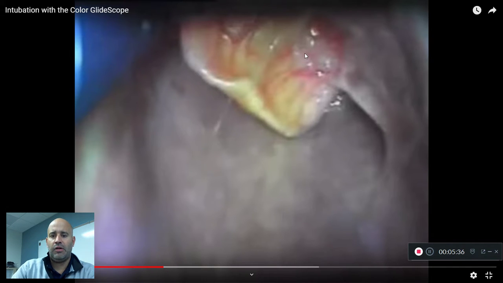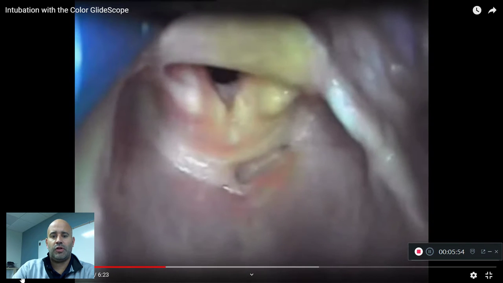Right? Now, where the tongue and the base of the epiglottis meet is called the vallecula. That's important because when we get to respiratory, one of your blades, your curved blade, your Macintosh blade, is designed to go in that space. So we're going to pause it right here.